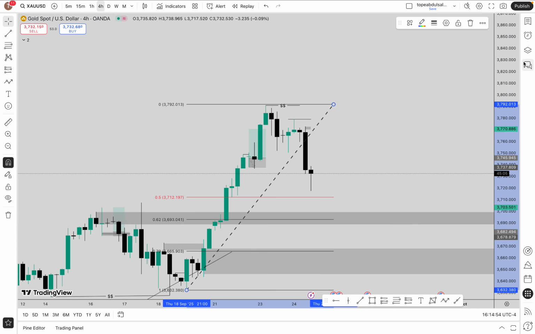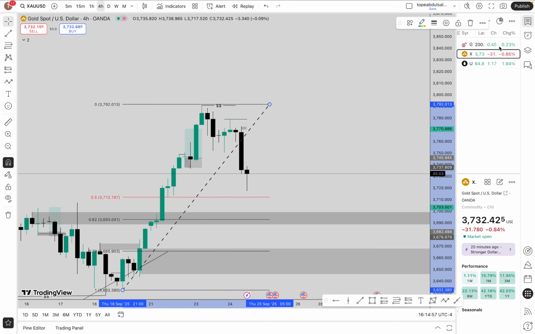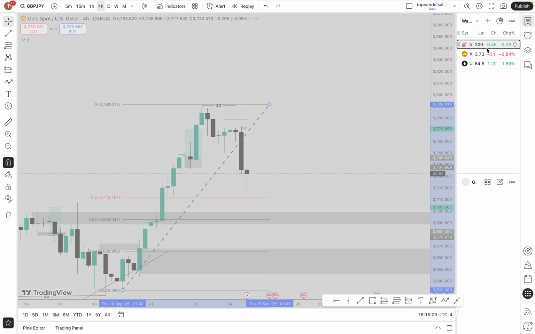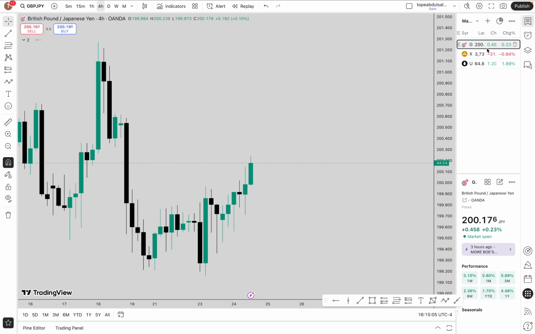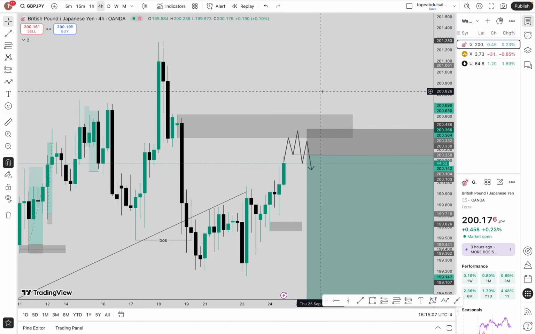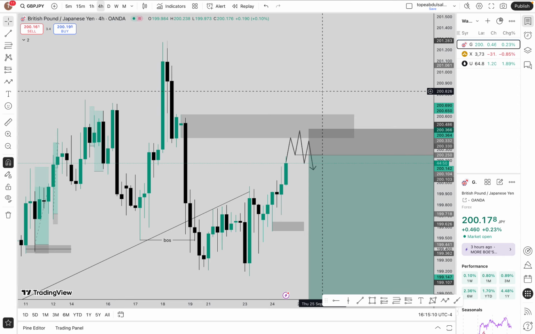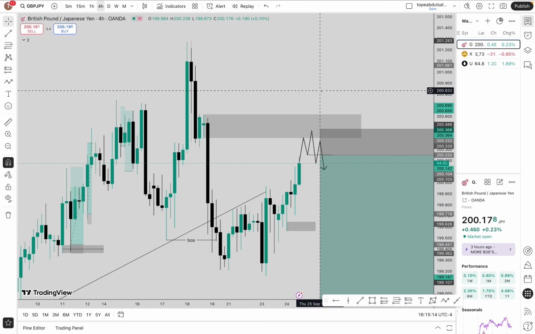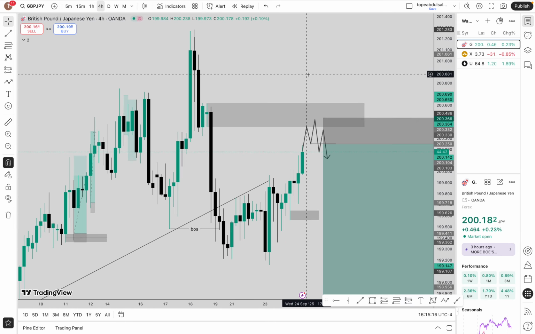But the two clear trades that I have are the ones on the US oil and the ones on the GBPJPY. The GBPJPY, I'm really interested in that trade because the setup I'm seeing is a very sweet setup. So yeah, we'll see how that one goes. I'll take the trade and we'll see how that one goes.